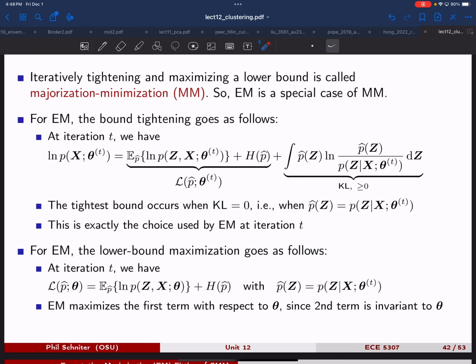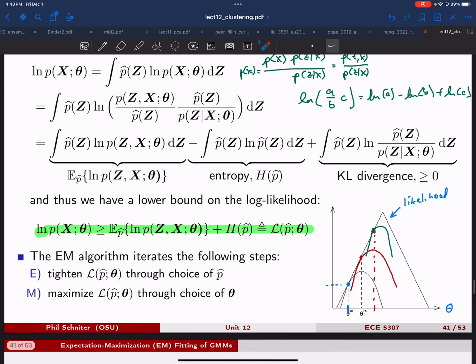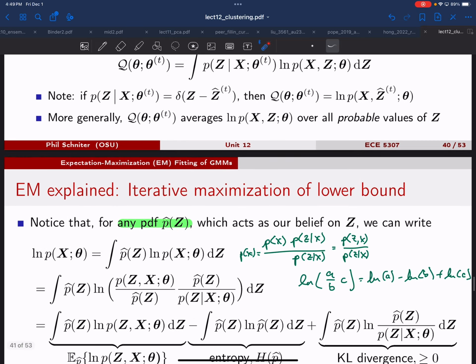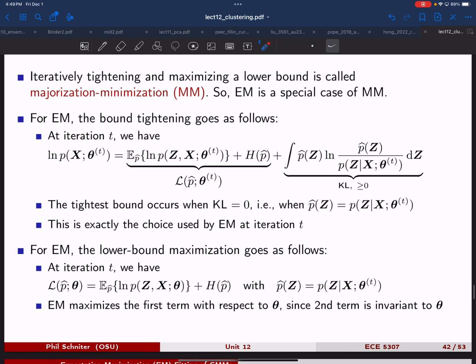The other step is the maximization. The maximization of the lower bound: this is the lower bound, and you want to maximize it over theta. Well, you can forget about this term because it doesn't depend on theta. So just maximize this alone. And that is exactly what we have here, just maximizing that first term over theta alone. Okay, so that's an explanation, or derivation, of where this EM algorithm comes from.